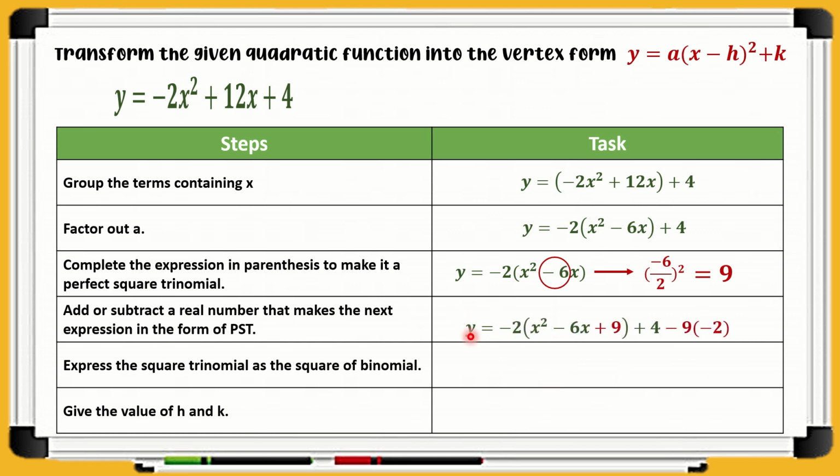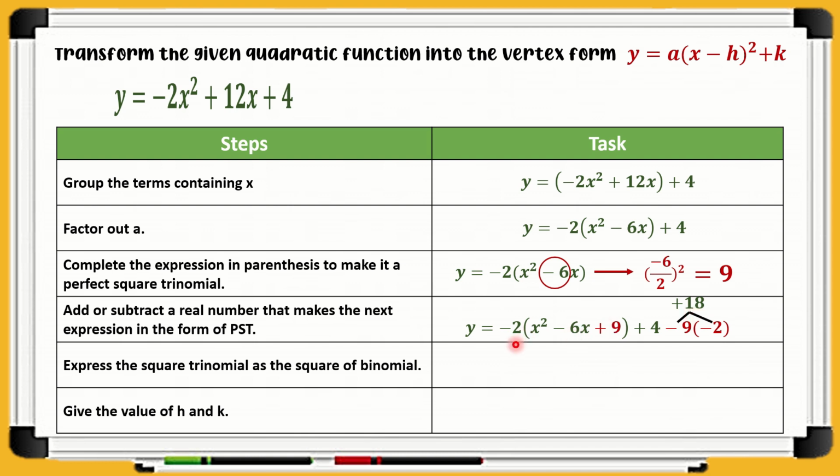So from here, we have y is equal to negative 2 times quantity x squared minus 6x plus 9 plus 4 minus 9 times negative 2. We just add positive 9 to the terms inside the parentheses and minus 9 to the constant term. Now, where did you get negative 2? If you will notice, there is negative 2 outside the parentheses. So meaning, we need to multiply negative 2 to the numbers that we obtain in our third step. So from here, we need to do the same. Therefore, negative 9 times negative 2 will give us positive 18.